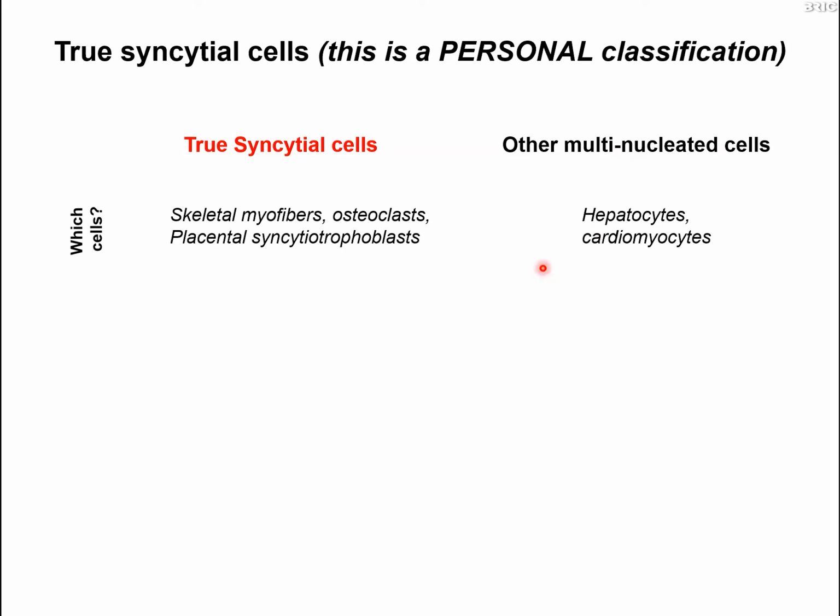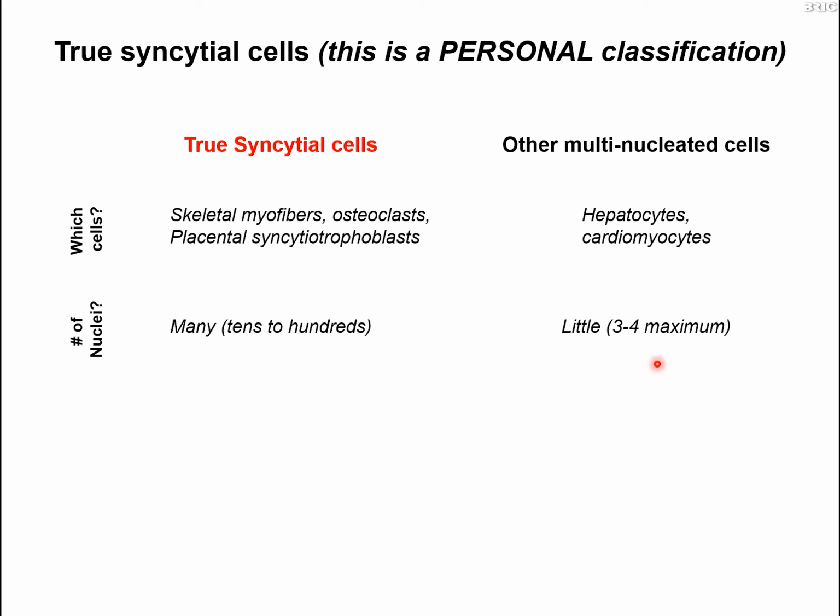Now, in terms of their number of nuclei, generally, true syncytial cells tend to have very many nuclei in 1 cytoplasm. Even very small osteoclasts easily have 10 nuclei per cell. And in the case of big myofibers or placenta cells, they can have hundreds of nuclei in 1 cytoplasm. Whereas these other multinucleated cells only have 3 to 4 nuclei maximum per cell.